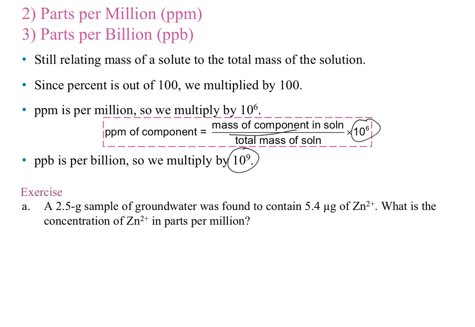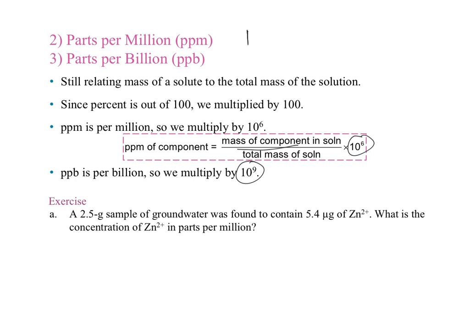So again, it's going to be the mass of your component, so if this is mass of A, over mass of total, which will be A plus B, which is solute plus solvent, times 10 to the 6 for parts per million, and then mass of A over mass of A plus B plus C if there's more, times 1,000,000,000 for parts per billion.